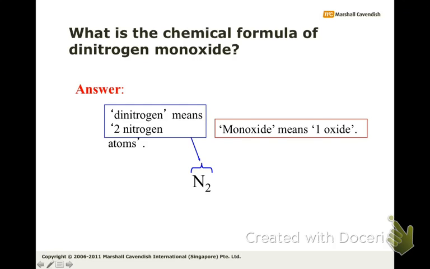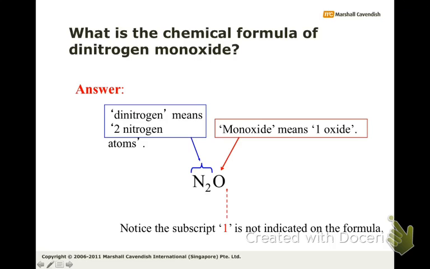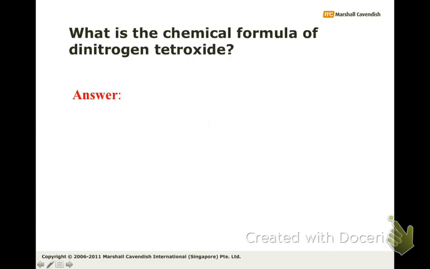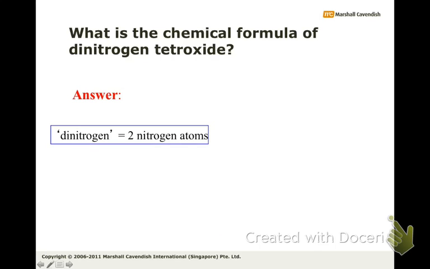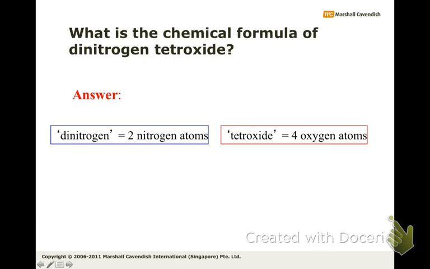Dinitrogen means N2, so monoxide means O1. You don't need to write the O1, just write O, so N2O. That's it. So the 1 is not indicated in the formula. Let's say dinitrogen tetroxide. Again, dinitrogen means 2 nitrogen atoms, tetroxide means 4 oxygen atoms. So it's N2O4. That's it.